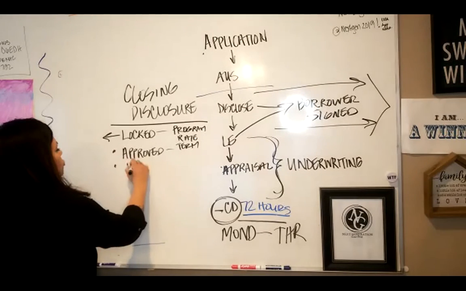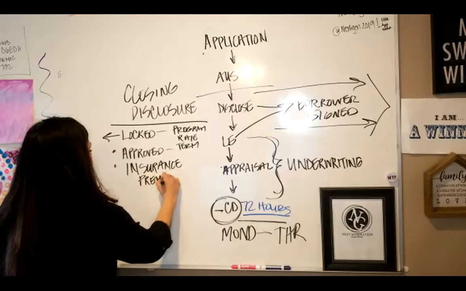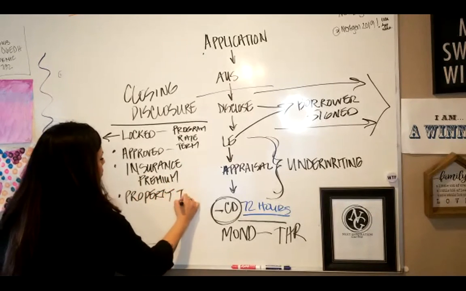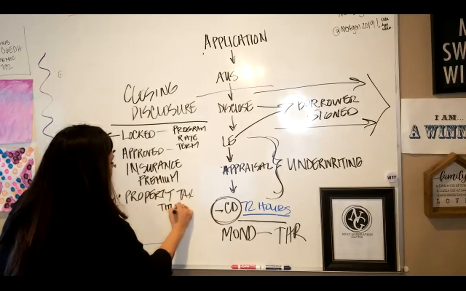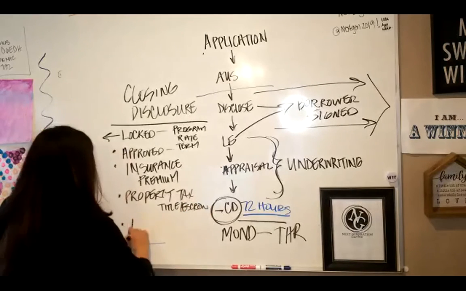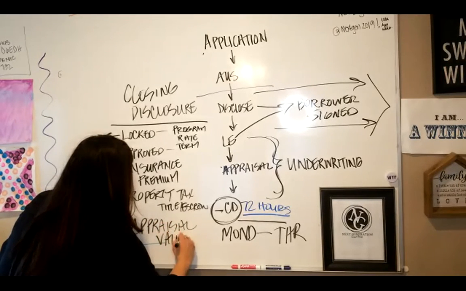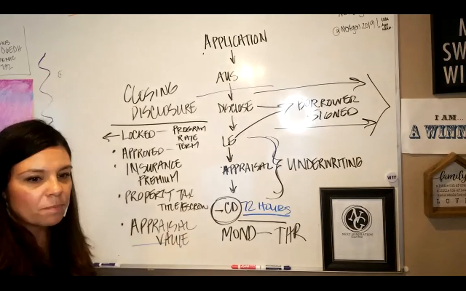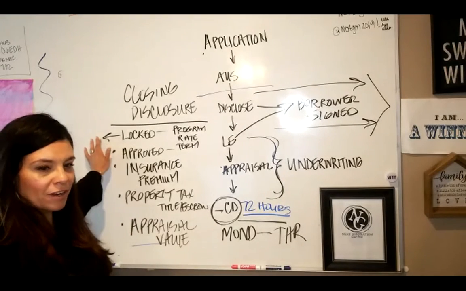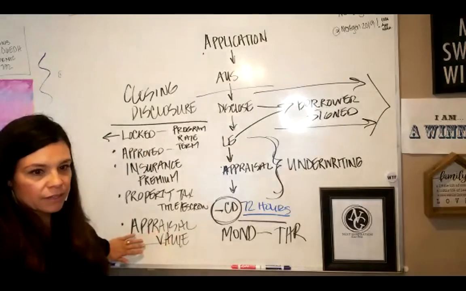You have to have the insurance amount or premium. You have to have the property tax, and that's going to come from title or escrow. And you have to have the appraisal in. You have to know the value of the home, right? Because the value of the home and the loan amount is the loan to value, which determines the rate. So you have to have the appraisal in.